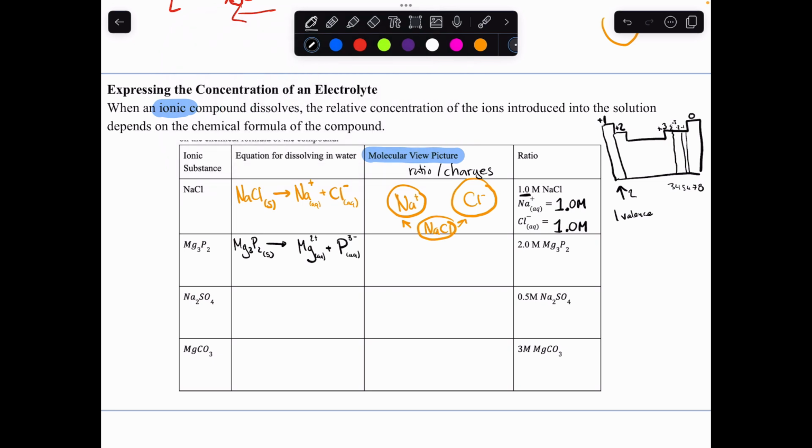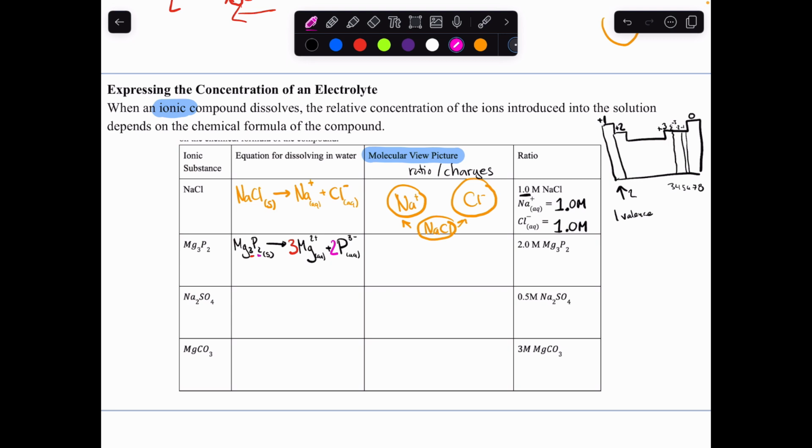And then finally, what we need to look at here on the reactant side is that it was 3 Mg's to every 2 P's. And when ionics dissolve, they dissolve apart as much as they possibly can. So what we're going to end up having here is 3 of these, and 2 of these.